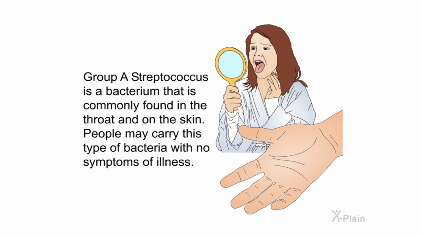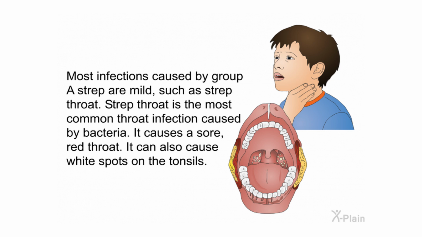Group A strep. Group A Streptococcus is a bacterium that is commonly found in the throat and on the skin. People may carry this type of bacteria with no symptoms of illness. Most infections caused by Group A strep are mild, such as strep throat. Strep throat is the most common throat infection caused by bacteria. It causes a sore, red throat. It can also cause white spots on the tonsils.